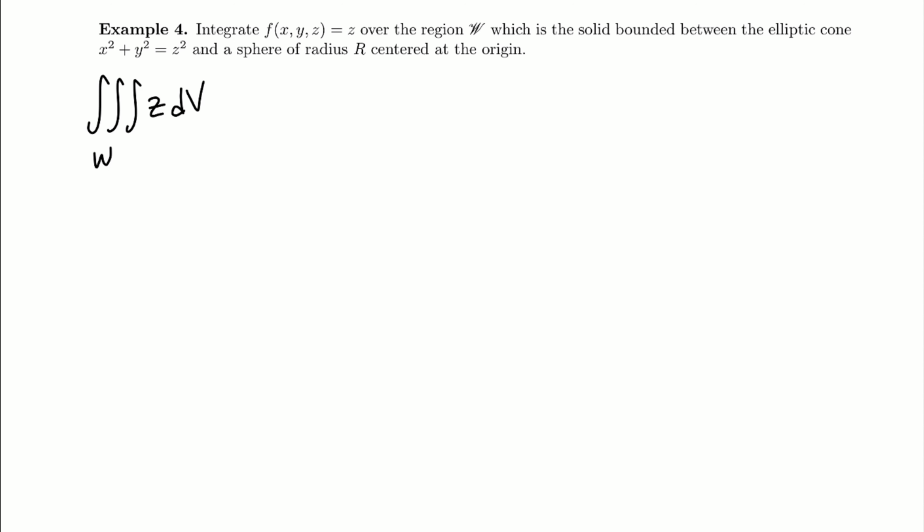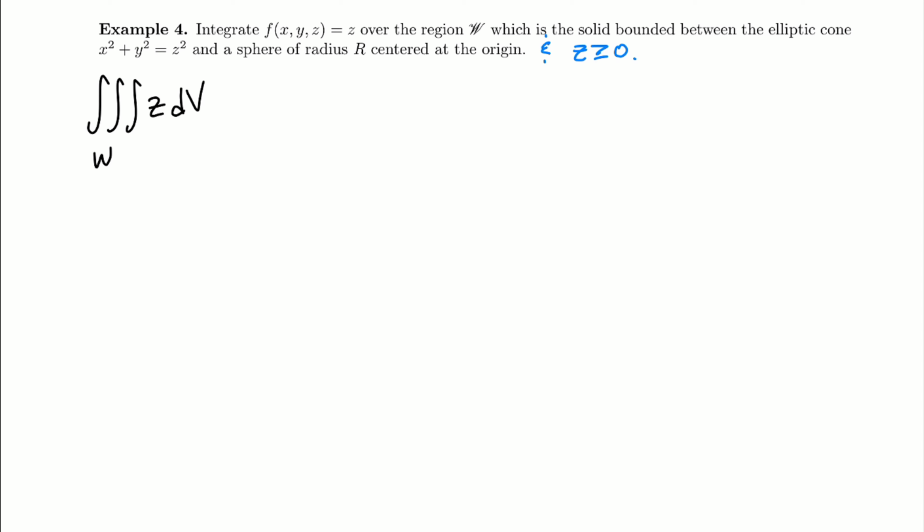For this problem in particular, I'm going to add the stipulation that we're going to assume, let's just pretend that these additional instructions were given, that z is greater than or equal to 0. Otherwise, this problem becomes a little bit more complex, which is not what I want to do right now. So let's just focus on the top half of this elliptic cone.